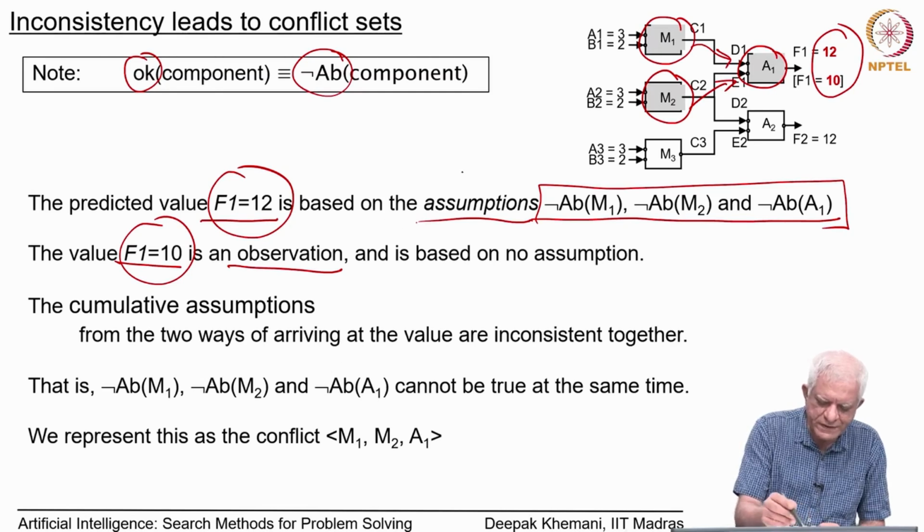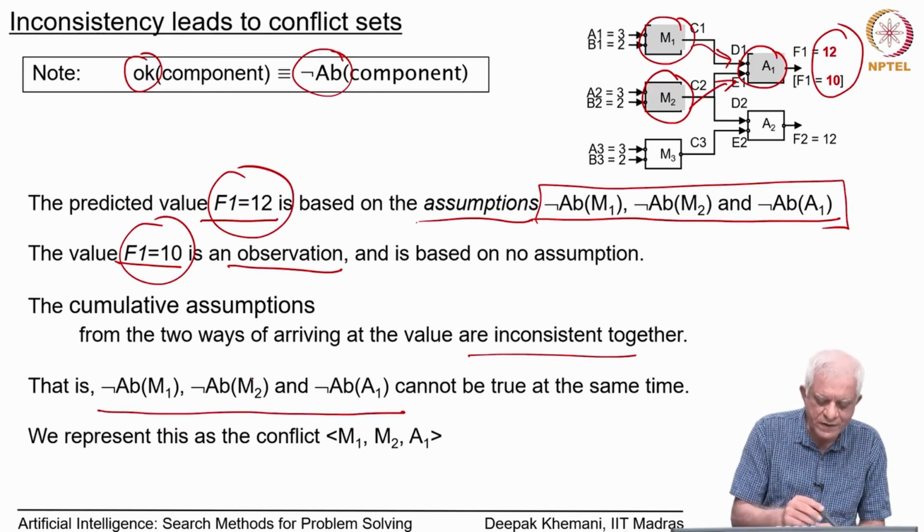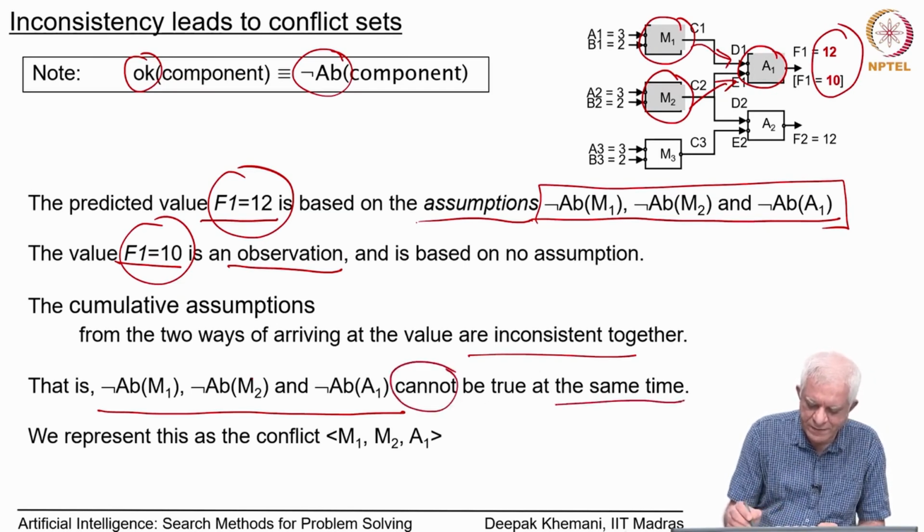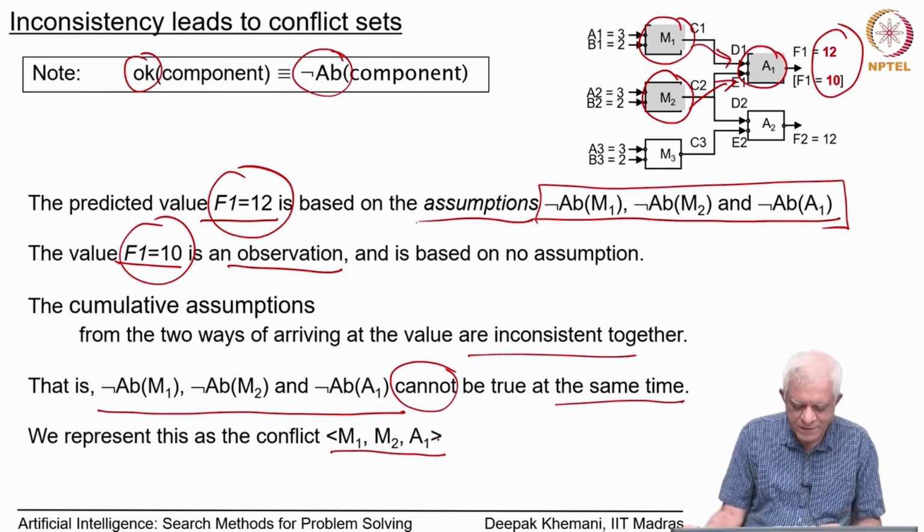So, analyzing the predicted value and analyzing the observed value, together they are inconsistent. So, we are saying that all of these 3 cannot be okay, or cannot not be abnormal. So, they cannot be true at the same time, and we express this in the terminology of model based diagnosis as a conflict, that one of these 3 devices at least is failed.